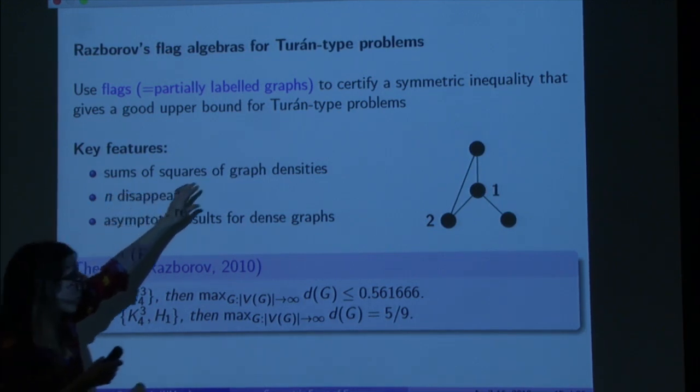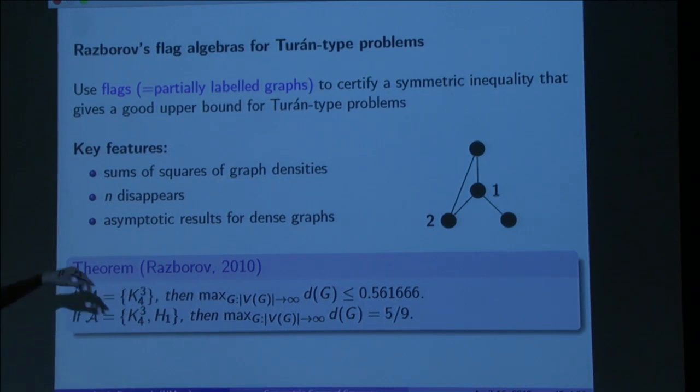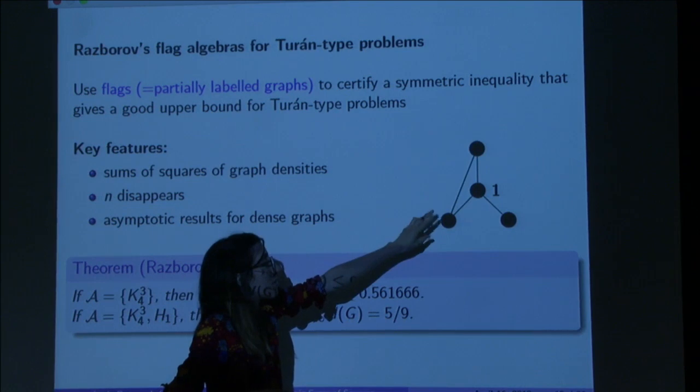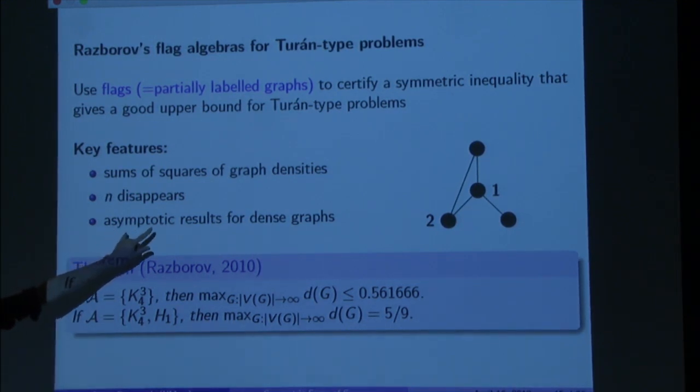You have sums of squares of these densities of these flags inside other graphs. And a very, very nice property is that n disappears. So it doesn't matter, well, you're setting this into a graph where the number of vertices n goes to infinity. So this n going to infinity business is not problematic. In another way, though, it's kind of annoying because you can only do it for n going to infinity, right? You're doing only infinite graphs, so you're only getting asymptotic results.